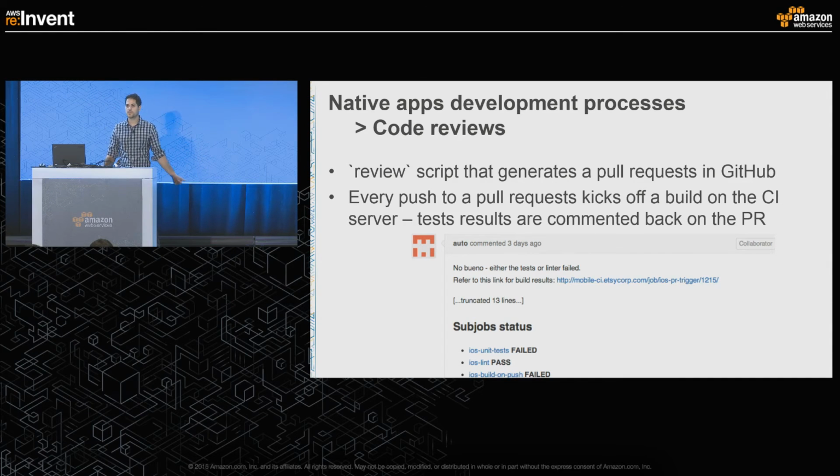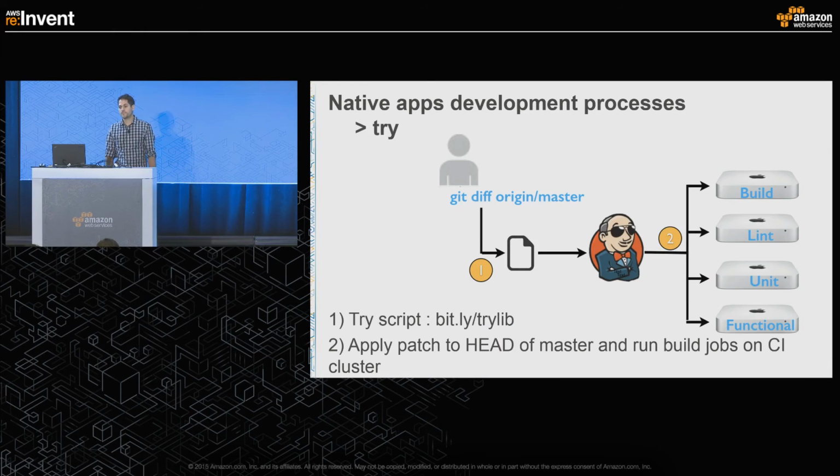Sometimes for tiny changes, we don't want to put up a pull request or a review. So we have another tool that we call try. It's an open source tool. It's pretty easy. It generates a diff of your local changes against origin master. So it's simply running git diff origin master and sending that into a file. Then we send the file to Jenkins. Jenkins takes that patch file, applies it onto the builder nodes, and then runs the tests, runs the linting, runs the builds.